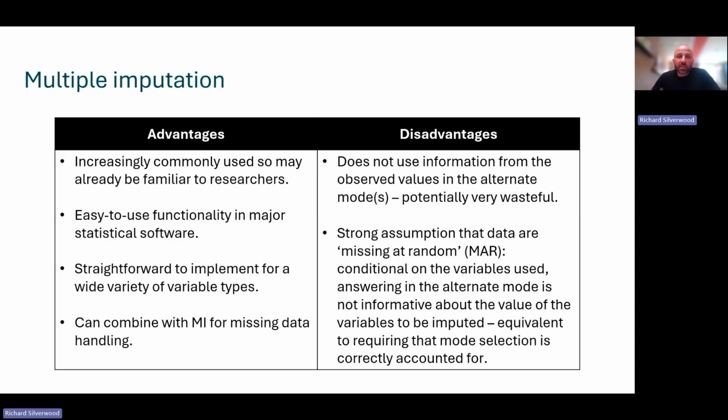So some key advantages and disadvantages of using this multiple imputation approach. As I've already said, this is increasingly commonly used, so it may already be familiar to many researchers, and there's easy to use functionality in the major statistical software. It's straightforward to implement for a wide variety of variable types. So here we were looking at the sum score, which we considered as a continuous variable. So your imputation model might be a linear regression model, which would allow us to model that on a continuous scale. But if instead you had a variable that was binary or unordered or ordered categorical or a count variable, then it's very easy to use appropriate models to account for that within multiple imputation.